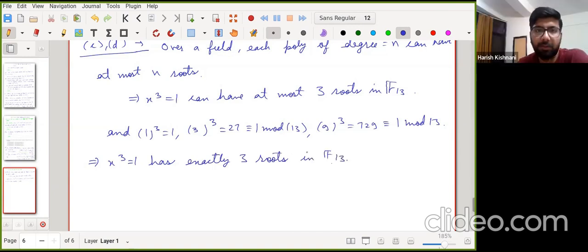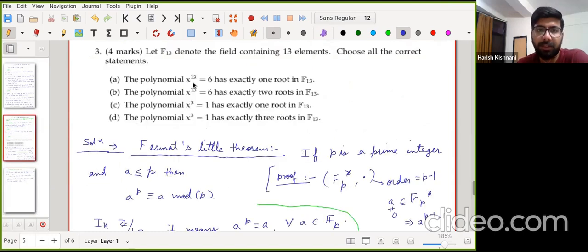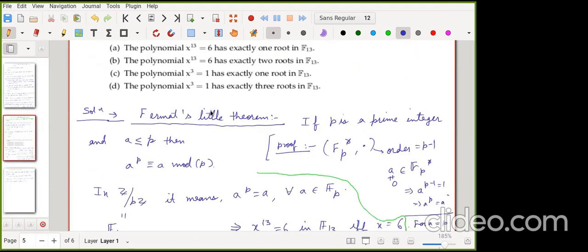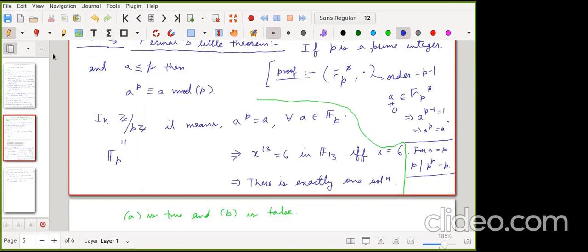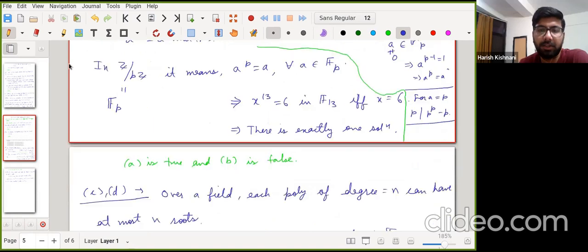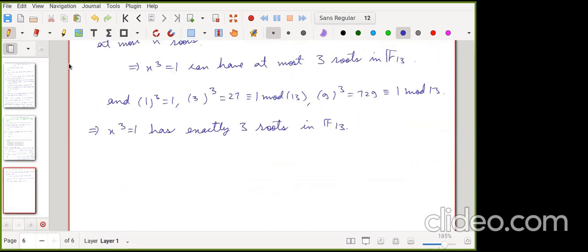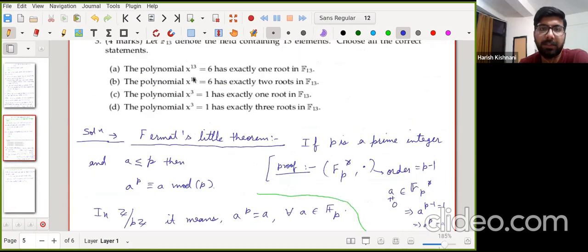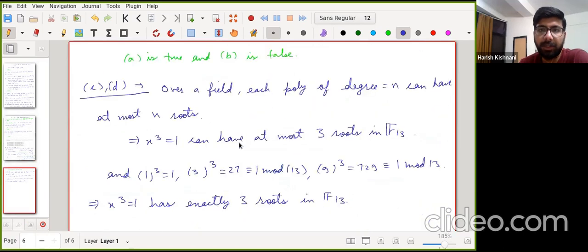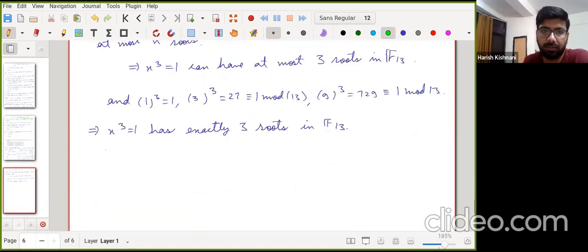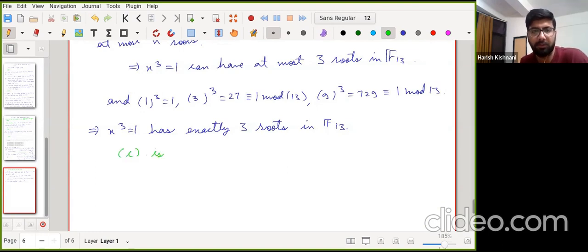They are both cyclotomic polynomials, like x^13 = 1 and x^3 = 1, but they are behaving differently. So it depends on what the prime power is. So C is not correct, but D is correct. C is false. But D is true.